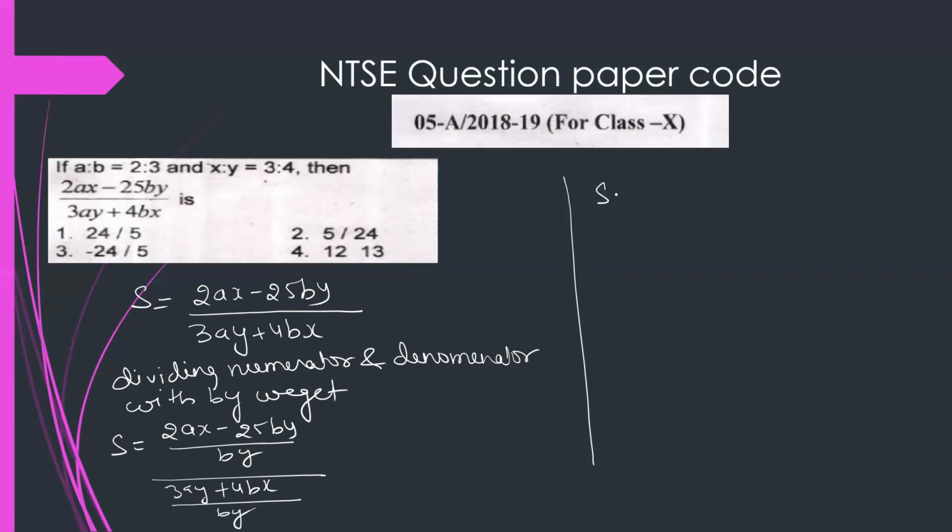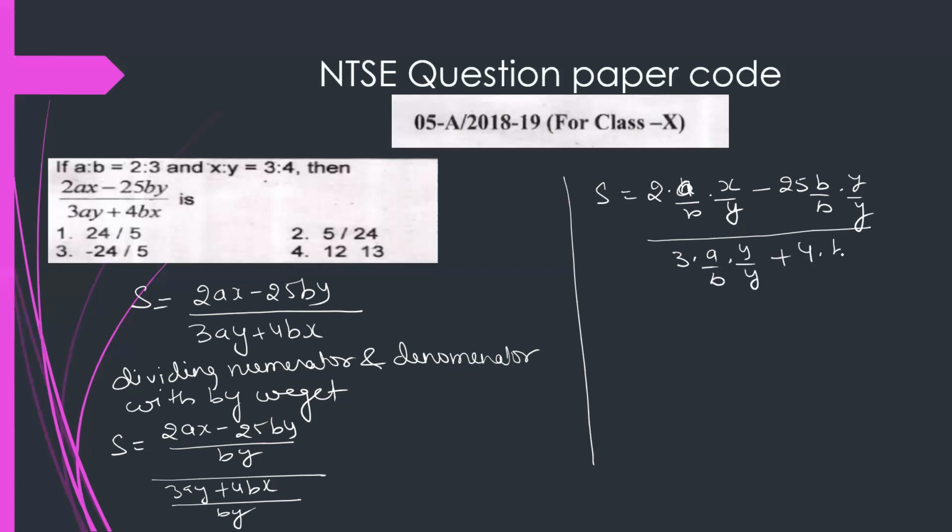Let's solve. Your s will be equal to 2 into a by b into x over y minus 25b by b into y over y upon 3 into a by b into y over y plus 4 into b by b into x over y. Further, 2 into, what is the value of a by b? It's 2 by 3. It is given to you in the question. X over y is given to you as 3 by 4 minus, this gets cancelled.